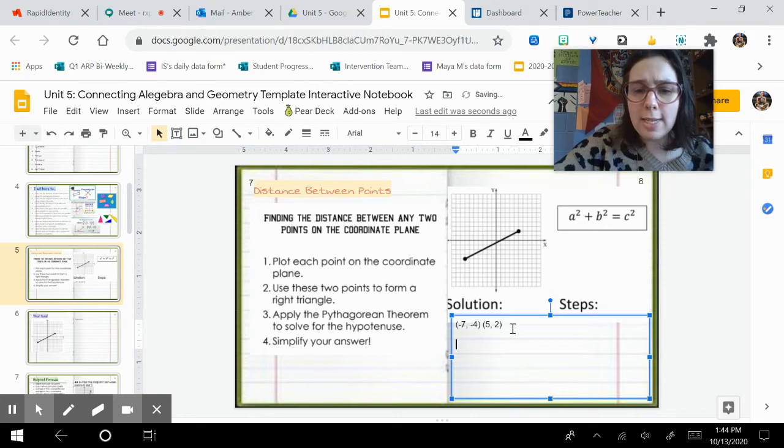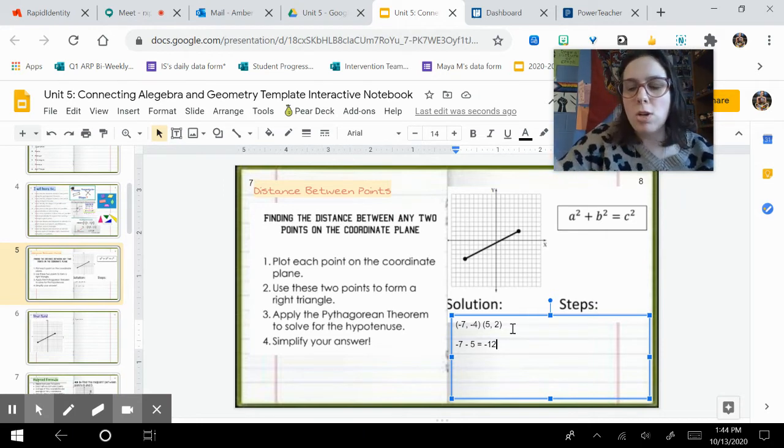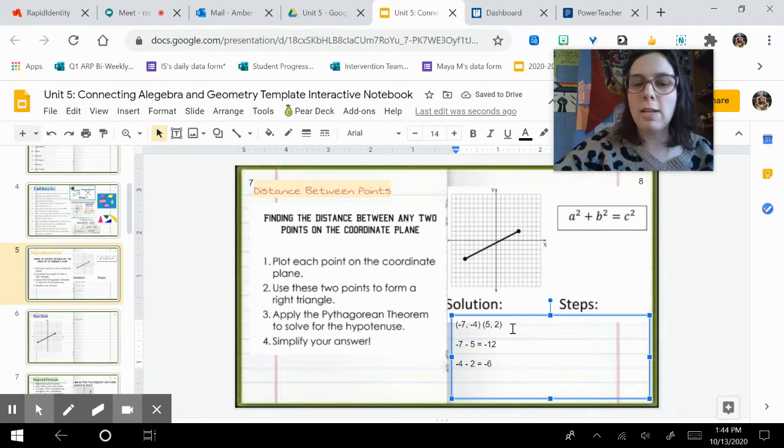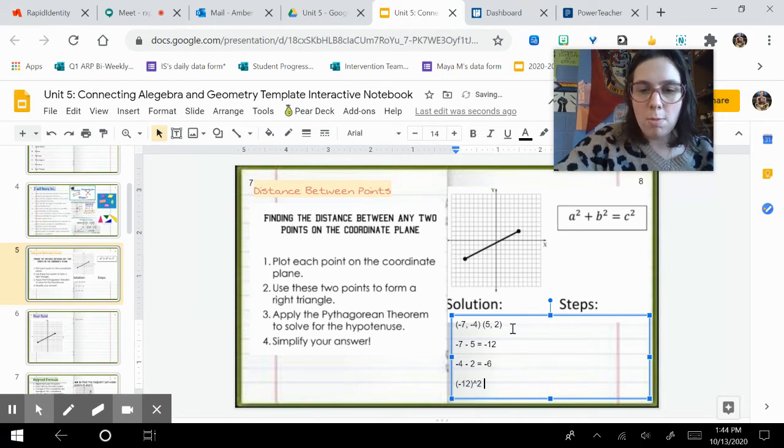So the distance from -7 to 5 is -12. It honestly isn't going to matter because when you square it, it's going to end up being positive anyway because distance is always positive. So you really don't need the negative, but just so you know, it is negative. And then we're going to do -4 minus 2, which is -6. Again, don't need the negative because it's going to end up being a positive. So now I can do -12 squared plus -6 squared equals c squared.